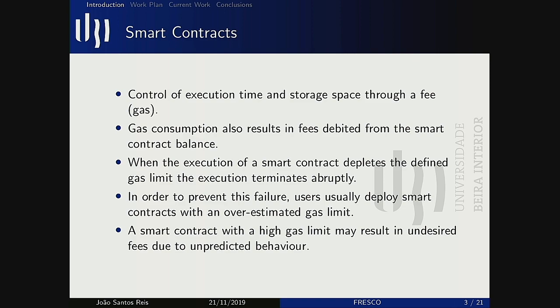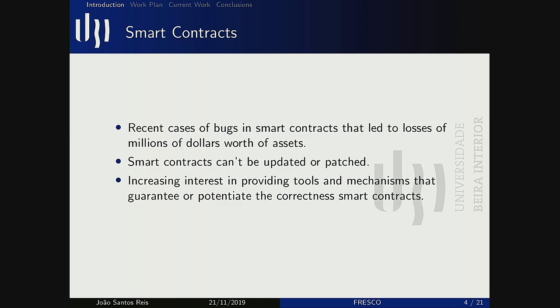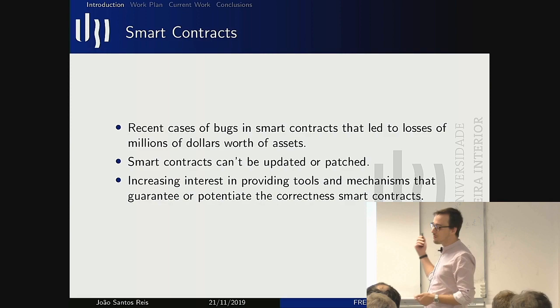However, when one defines a high gas limit for a smart contract, that may result in undesired fees due to unpredictable behaviors that were not supposed to happen in the initial planning of the smart contract. So there are recent cases of bugs in smart contracts that led to losses of millions of dollars worth of assets, and smart contracts are embedded in transactions, and transactions are immutable, so smart contracts can't be updated or patched.